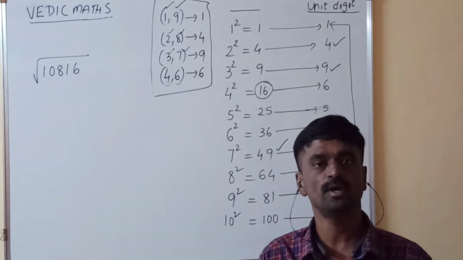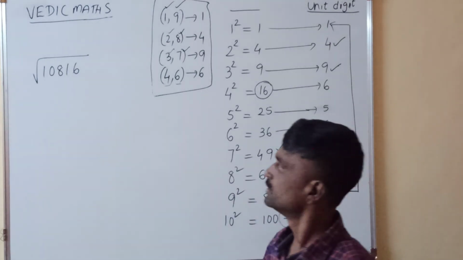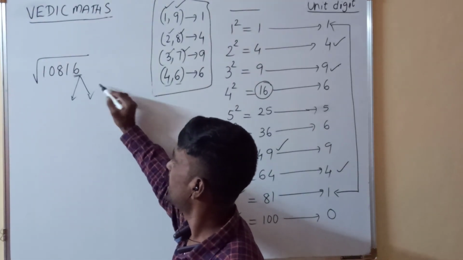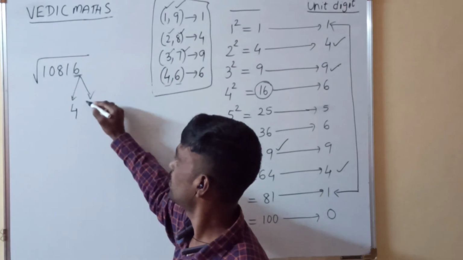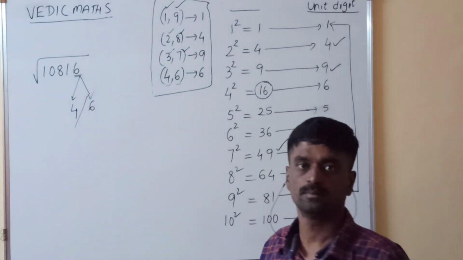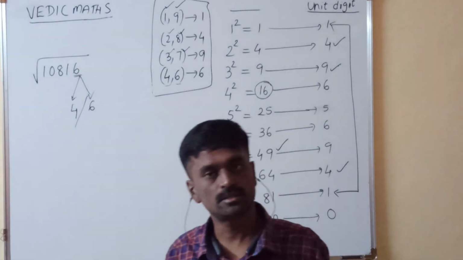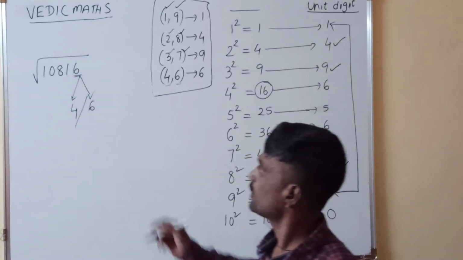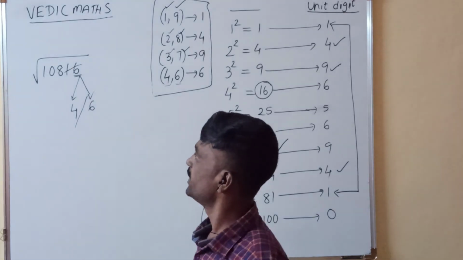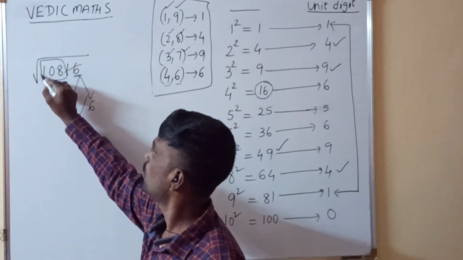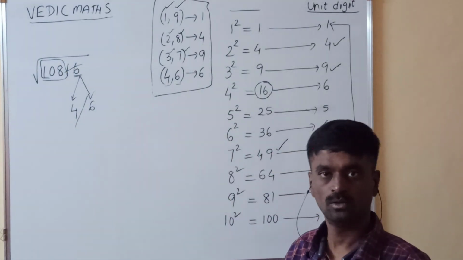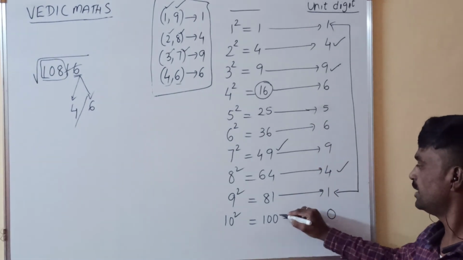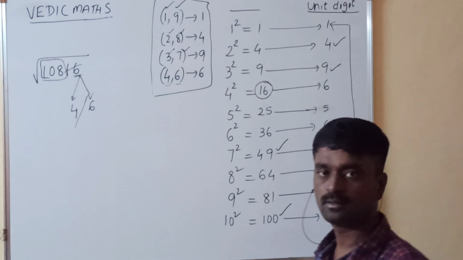Look at one more example. Square root of 10816. By looking at the last digit, what will be the last digit in the answer? Either 4 or 6. Because in 4 square the last digit is 6, and in 6 square also the last digit is 6. Now cancel these two numbers. Then what is the number left here? 108. What is the perfect square just before 108? 100. What is its square root? 10.